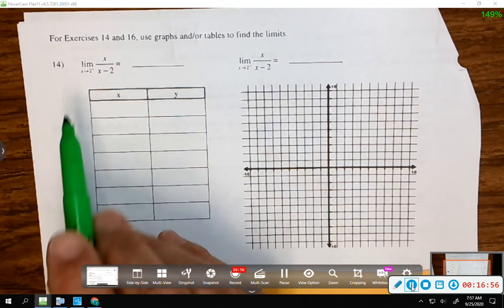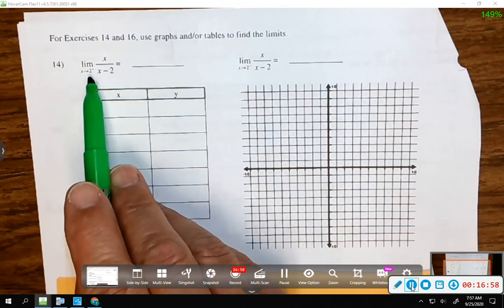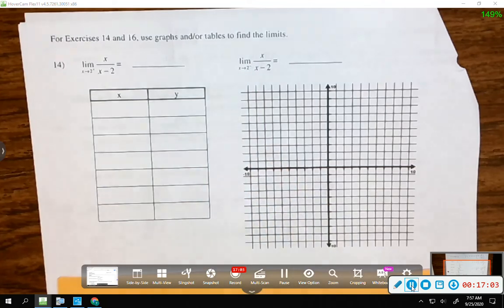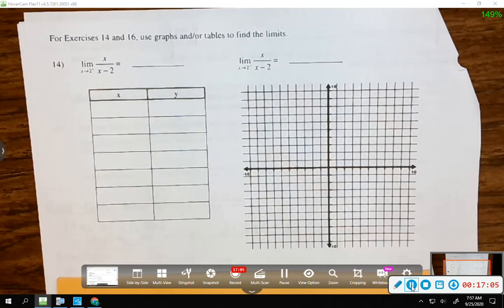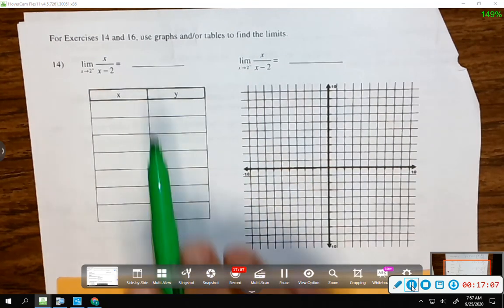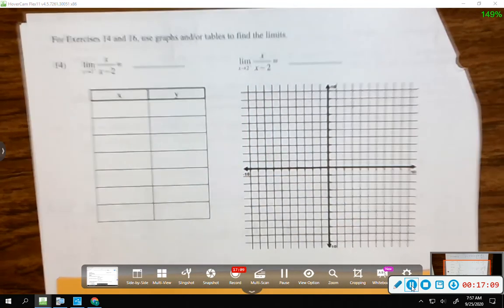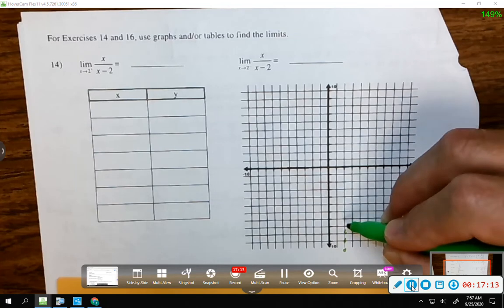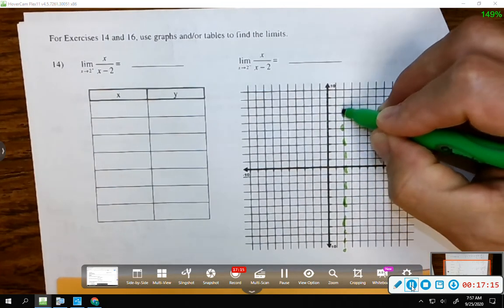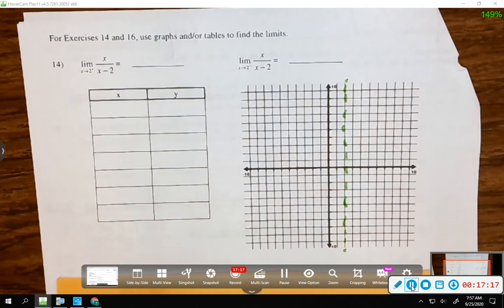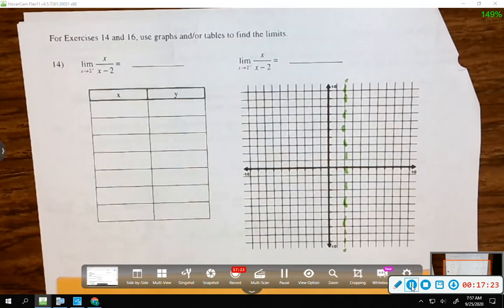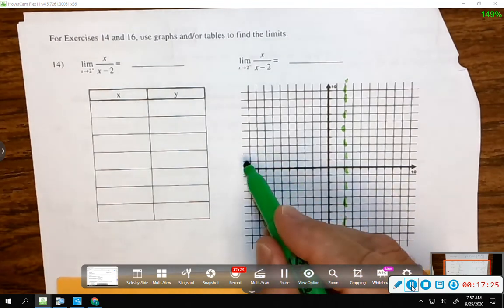Notice, now I'm taking the limit as x approaches a number from the right, or the limit as x approaches a number from the left. That's how we read this. What I need to recognize about this particular function is that it has a vertical asymptote at x equals 2. And this has a horizontal asymptote at y equals 1. The degree in the numerator is the same as the degree in the denominator, so 1 over 1 is 1.